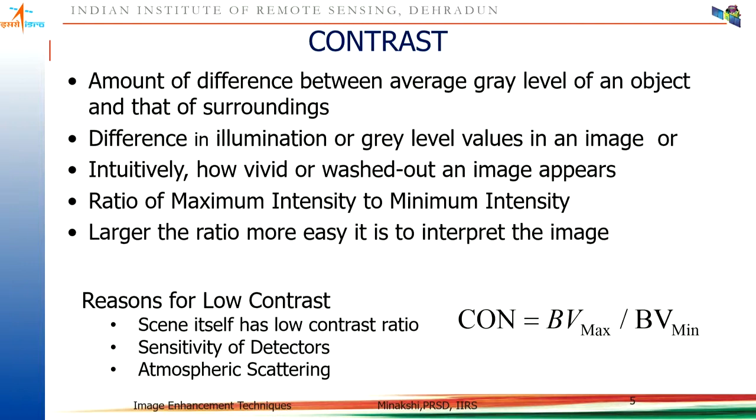Now, an image is made up of digital numbers. So contrast is the average amount of difference between the DN values of an object in an image and those of its surroundings.